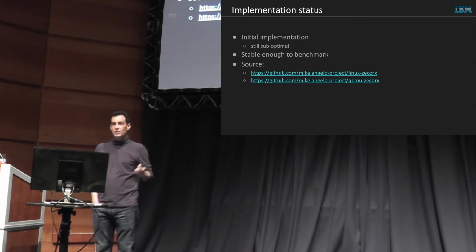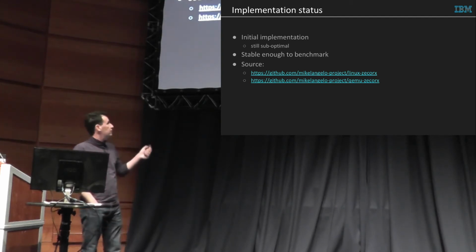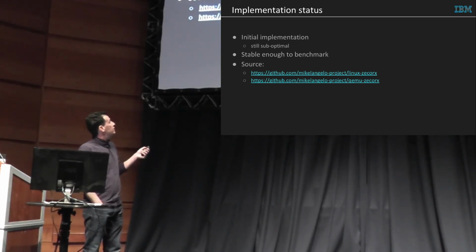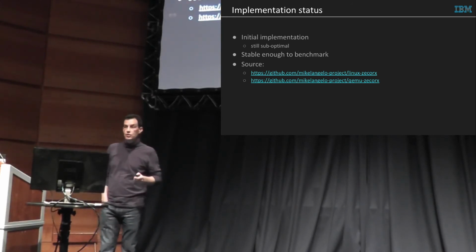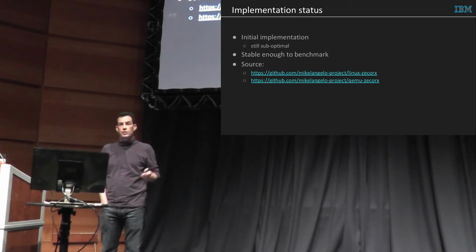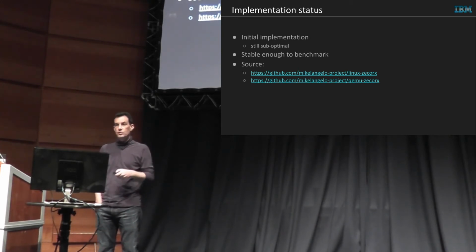So for anybody who's interested, the prototype is available at these repositories. One is for the kernel, which is based on 4.8. And one is for QEMU, with minimal changes to allow negotiation of the Zerocopy RX feature available in vhost on one side and in virtio on the other side.